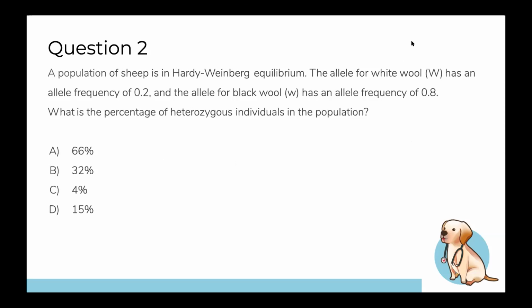Question 2: a population of sheep is in Hardy-Weinberg equilibrium. The allele for white wool, W, has an allele frequency of 0.2, and the allele for black wool, w, has an allele frequency of 0.8. What is the percentage of heterozygous individuals in the population? Okay, so if we've gotten one answer of B, that is correct. Did you guys want me to run through how B is the correct answer, or are you good with that?